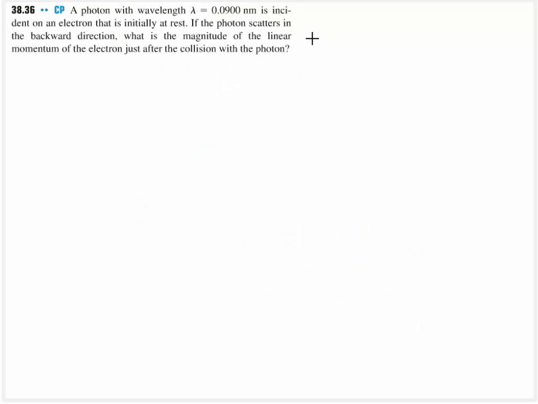And last but not least, a little bit of Compton scattering. So we're going to have a photon that is incident upon an electron, and then it's going to scatter off of it, and it's going to be moving in the backwards direction. Right, that's this guy right over here, and that actually is going to tell us that phi is equal to 180 degrees. And the electron is going to be moving off like that.